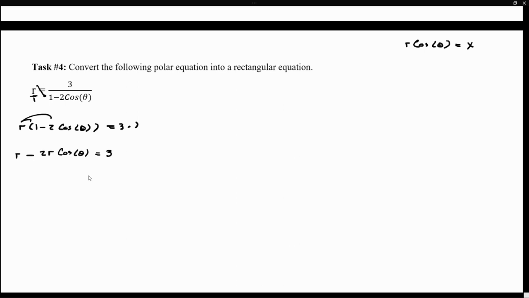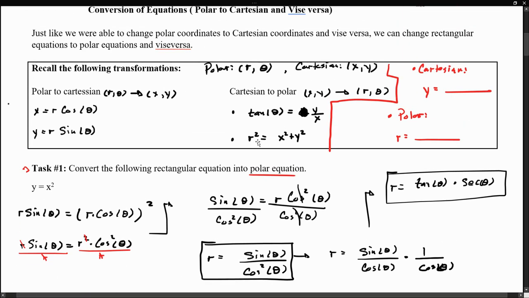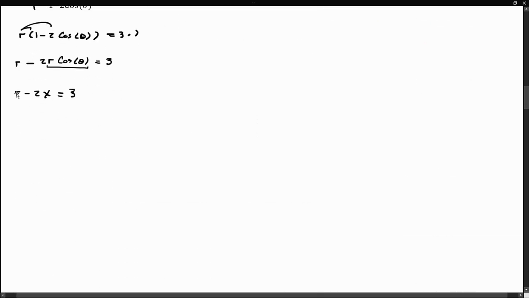And I notice that now we have the expression that we needed. Here we have r cosine, which I know is equivalent to x. So now I have r minus 2x equals 3. So we're almost done. The only thing that we need to get rid of, in some sense, is the value of r. But if we take a look at the expressions that we had initially, we only had an expression for r squared. And we need an expression just for r.